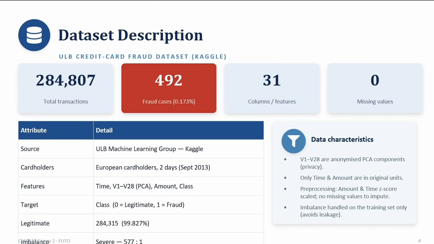For this particular project, we used the popular ULB credit card fraud dataset from Kaggle. It contains about 285,000 real credit card transactions collected over 2 days in 2013. And out of all those transactions, only 492 are fraudulent. The dataset has about 31 columns with no missing values. Most of the variables, ranging from V1 to V28, were anonymized so that customer privacy could be protected. And while time and amount remained in the original form, we scaled those before training our models.